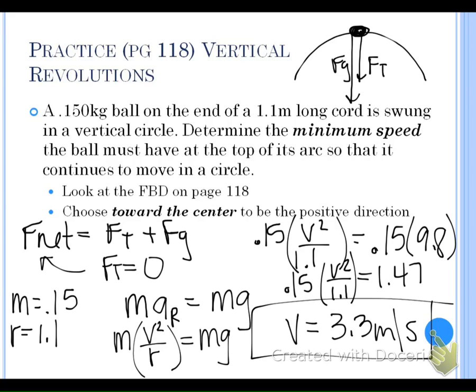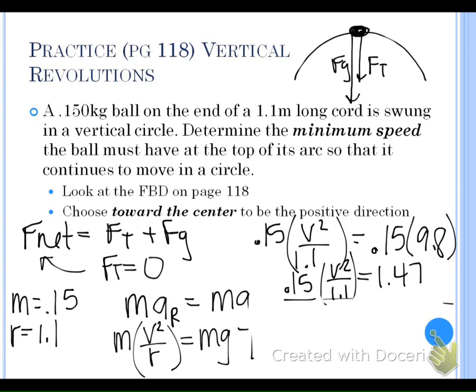Are there any questions as to how we rearrange this equation to get v by itself? Okay, so we're going to take 0.15 times 9.8, which gives us 1 point something. Then we're going to divide by the 0.15 on this side. I'll go ahead and write it out. And then times by 1.1. So divide by 0.15, divide by 0.15, which gives us v squared over 1.1 equals, I don't know what that number is. What is it?